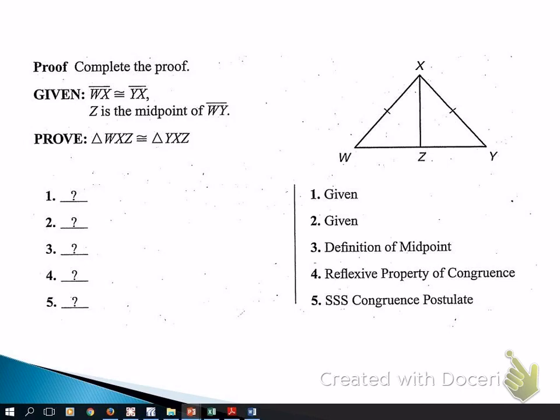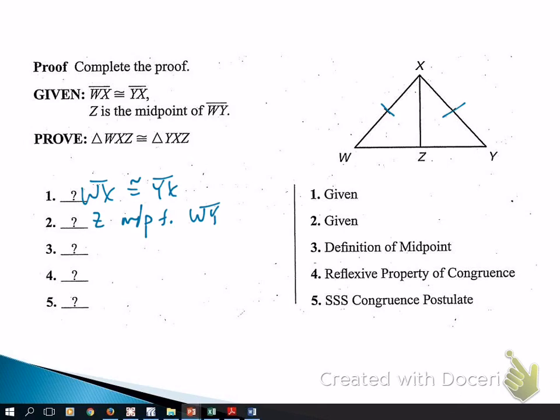Okay? So take a second, stop the video, try to fill in your statements, and then you can start the video back up and see if what you've done is correct. All right, so they want you to put your two givens in here in separate statements, right at the beginning here. So we have our congruent segments, WX and YX are congruent, and Z is the midpoint of WY.